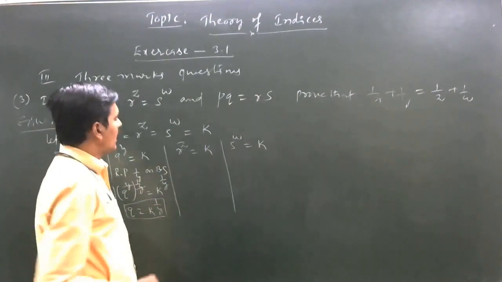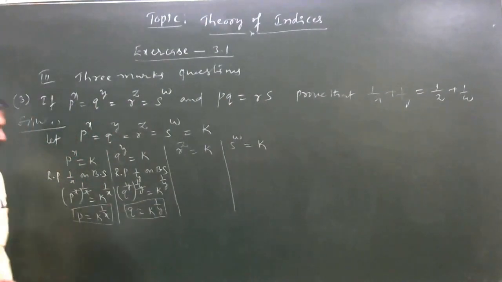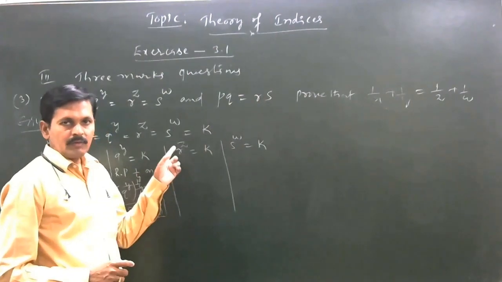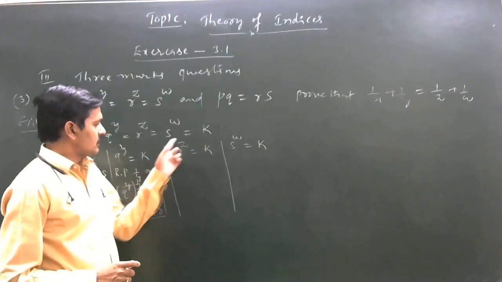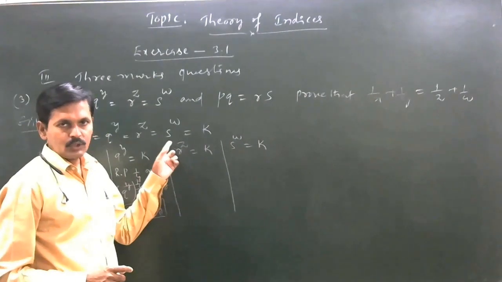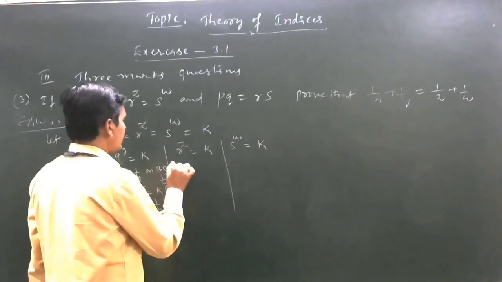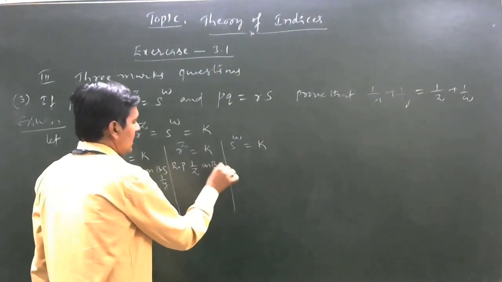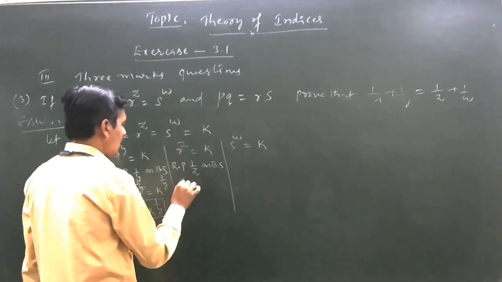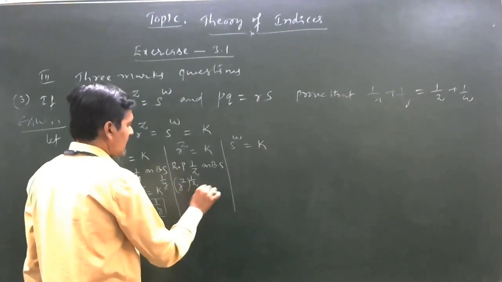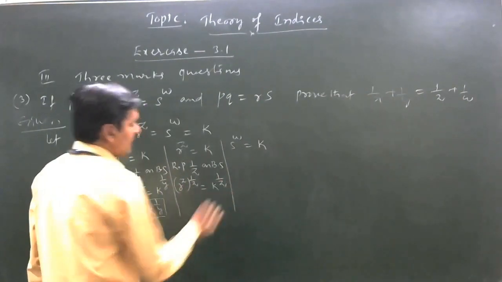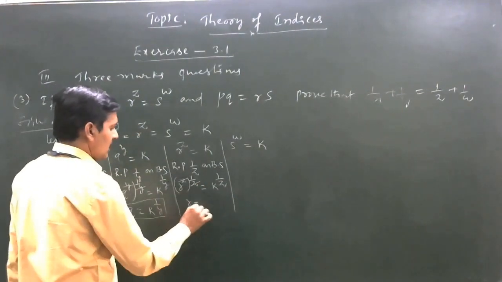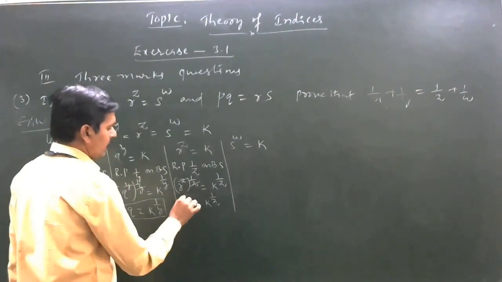Similarly, r^z equals k. Here find the r value. To remove the power z of r, raise to the power 1 by z on both sides. Here (r^z)^(1/z) is equal to k^(1/z). Here z gets cancelled, r equals k^(1/z).